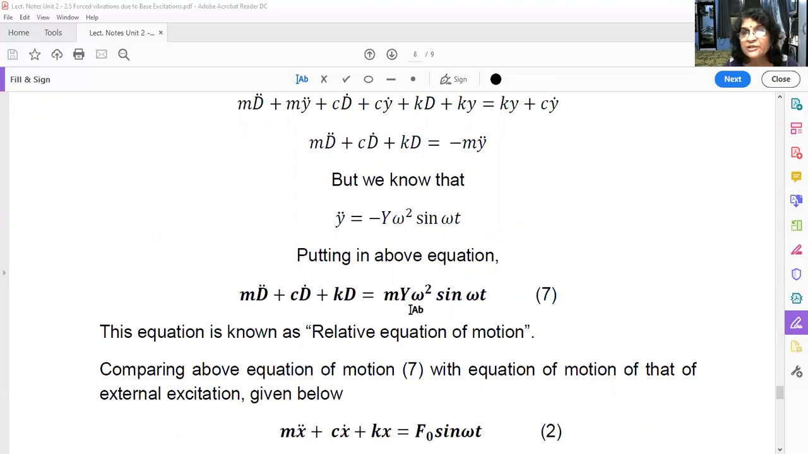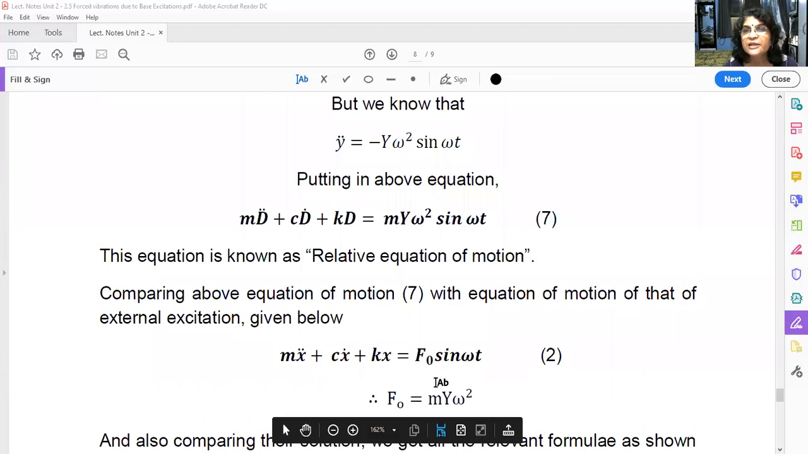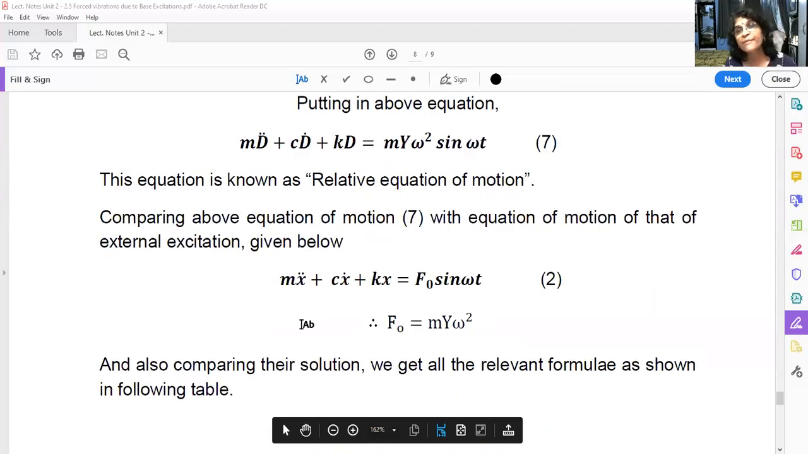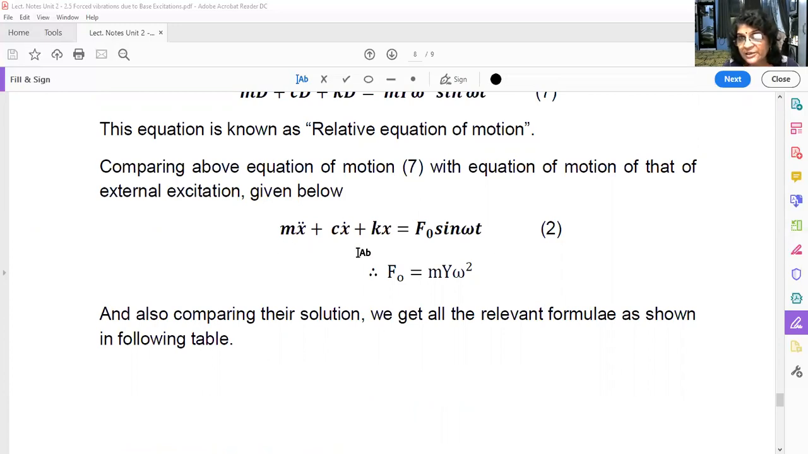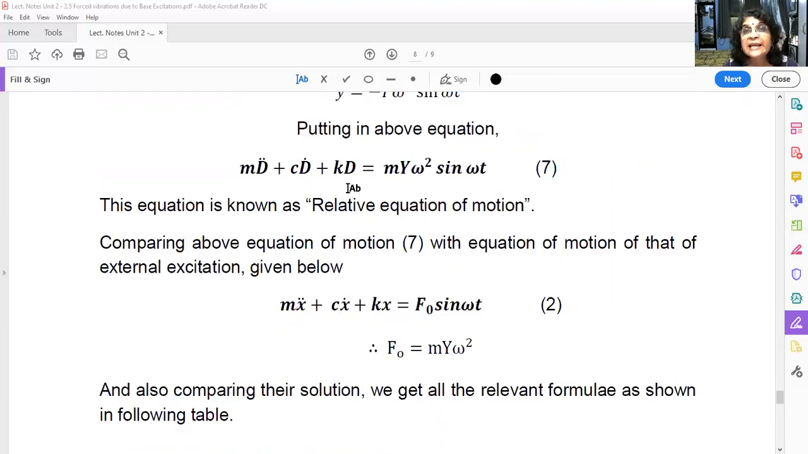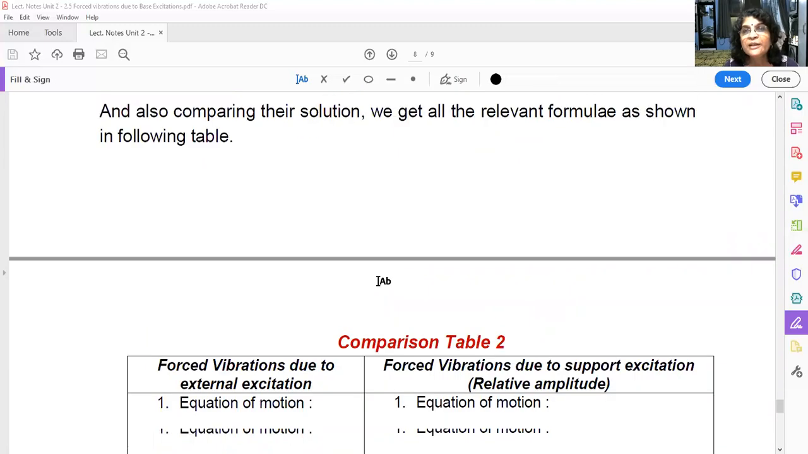Understood? So what is the value of F0 here? See, if we compare this equation with the equation of forced vibration due to external excitation, which is M x double dot plus C x dot plus K x is equal to F0 sine omega t, so F0 is equal to M Y omega square. Understood? Now we have to compare their solutions also. So comparing, say, the first case, that is forced vibration due to external excitation, and this third case of relative equation of motion. Okay. Now everything we have put in the table.